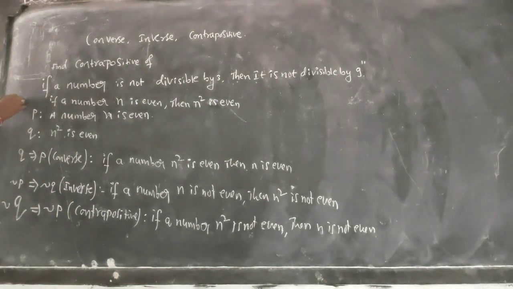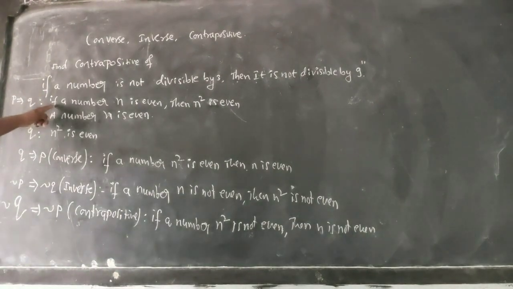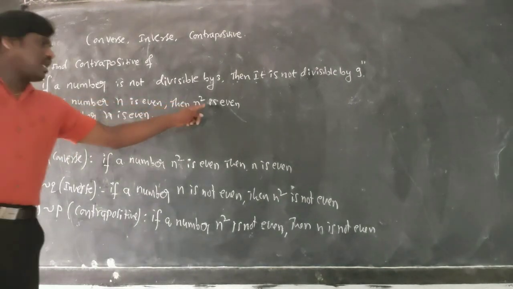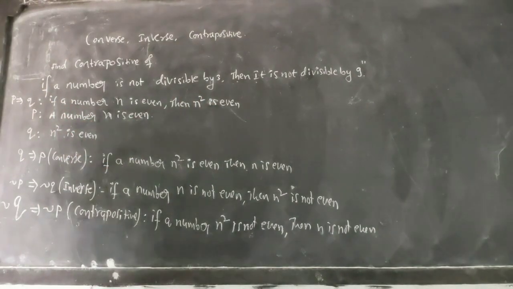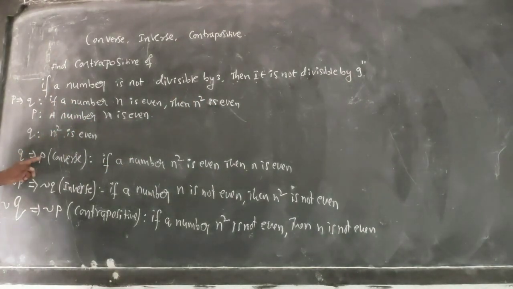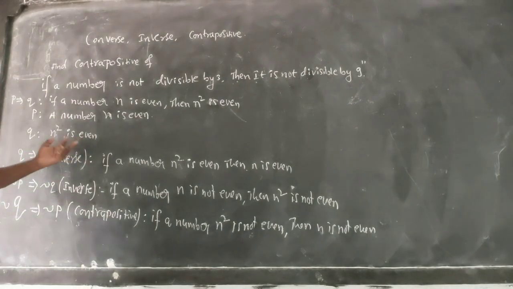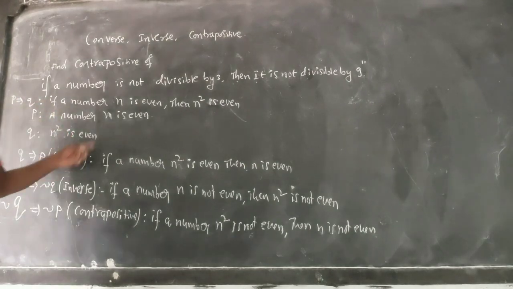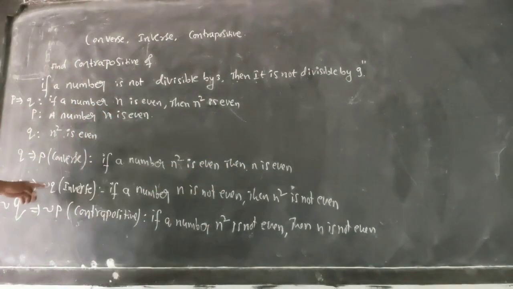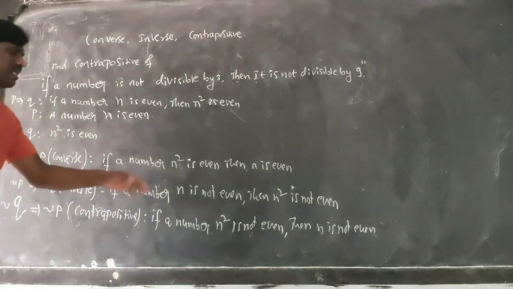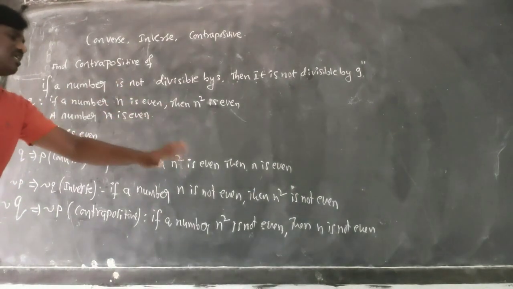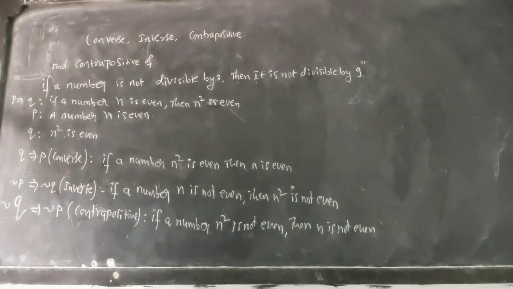P implies Q is a conditional statement. In that, P is: a number n is even, and Q is: n square is even. The converse of that is Q implies P, means first Q, next P: if a number n square is even, then n is even. Now what is the inverse of the statement? If a number n is not even, then n square is not even. What is the contrapositive? If a number n square is not even, then n is not even.